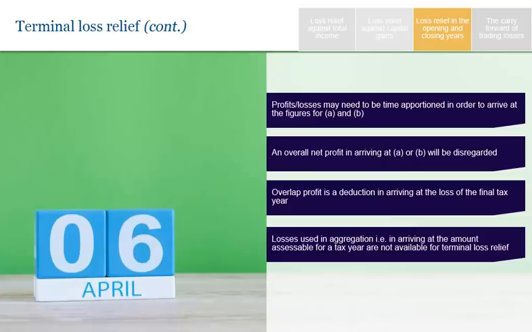However, some of the loss may have already been offset against profits to arrive at an assessment under the current year basis rules for the final or penultimate year. That loss used in aggregation with profits is not also available as part of the terminal loss.